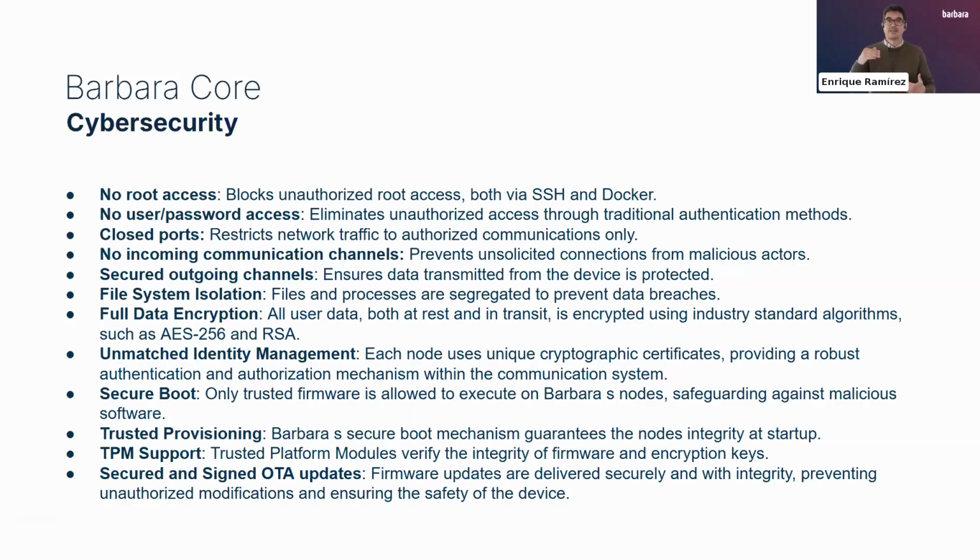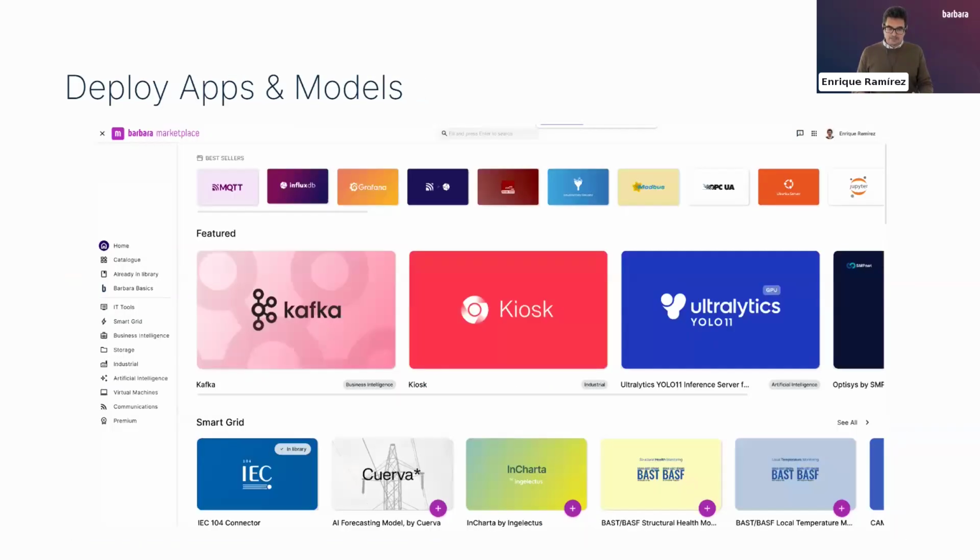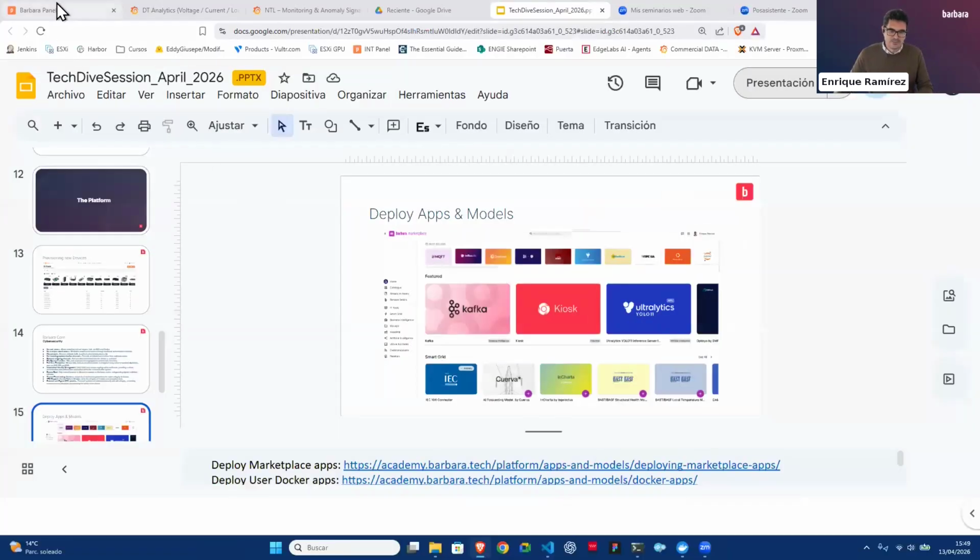That means that you can update your firmware remotely. We will see how in some seconds using Barbara panel in a very easy way. That way you will keep everything updated in your platform. Once we have said that, let's move to this part: how to deploy applications and models in a Barbara edge node. So let's go to the panel. I would like to show you how easy it is to do that.